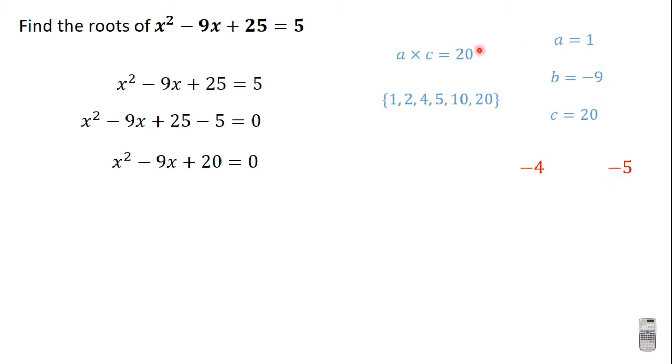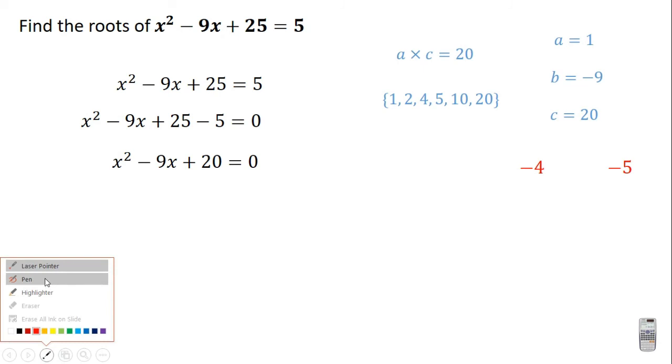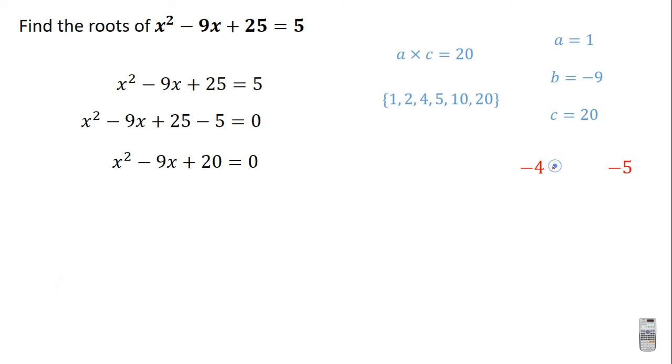So you don't have to show how you did all this in the answer booklet. You do it on a rough sheet to get the two numbers that when you multiply, you will get A times C, but when you add, you get B. Here, those two numbers are minus 4 and minus 5. So we will replace B, which is minus 9, with minus 4 and minus 5. So we are going to replace minus 9x with minus 4x and minus 5x.